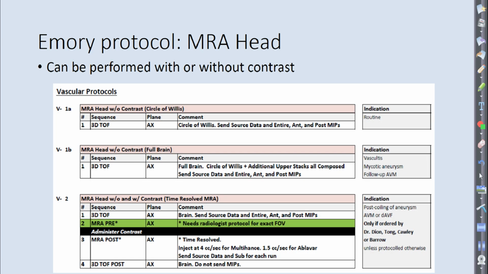Here's your MRA head protocol. It's really only one sequence, so it's very fast. This is usually incorporated into our stroke protocol. Has anybody seen a stroke protocol yet? There are 3 things that you always include in a stroke protocol. MRA head's one of them. What do you think the other ones are?